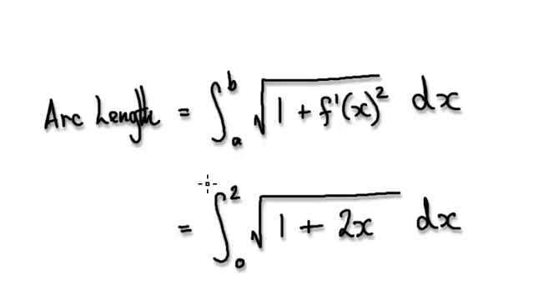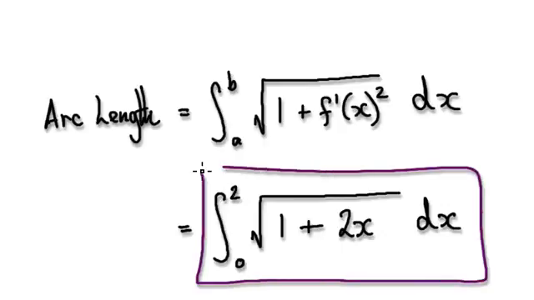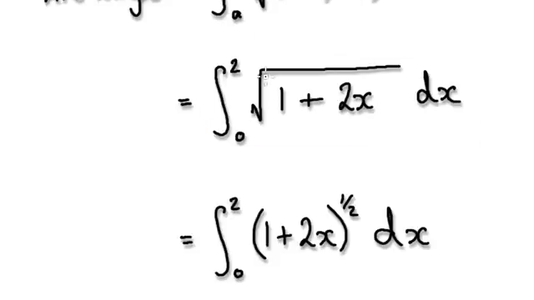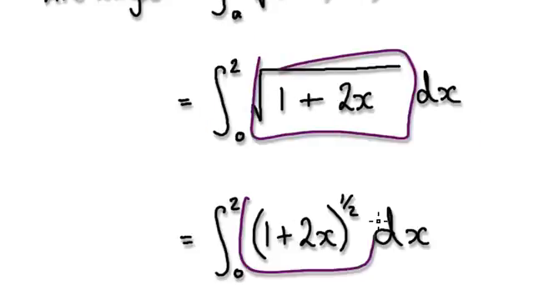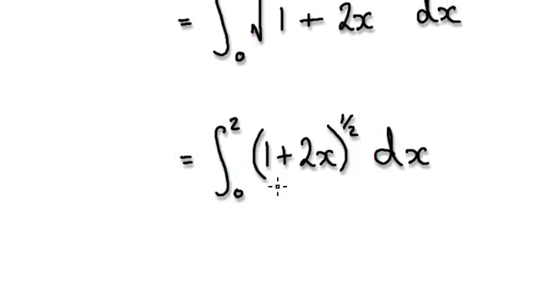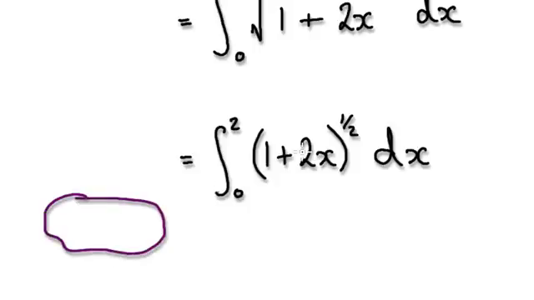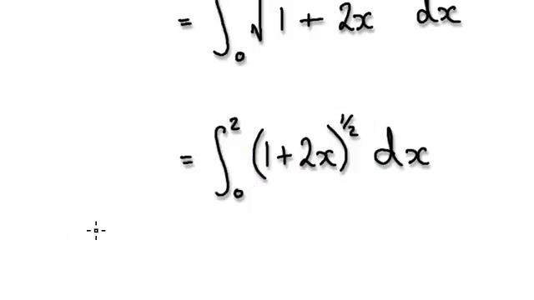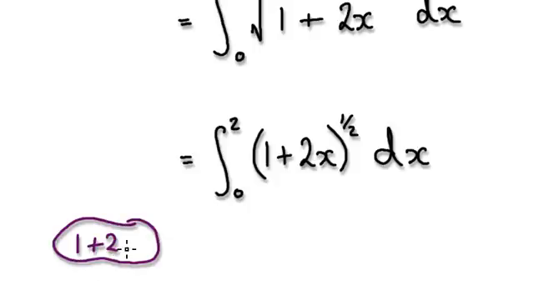So the arc length really boils down to you evaluating this. Visualize this thing here as this. So now integrate it. To integrate this, it's really you looking for something that when you differentiate it, it will give you this. So make your initial guess to be this.